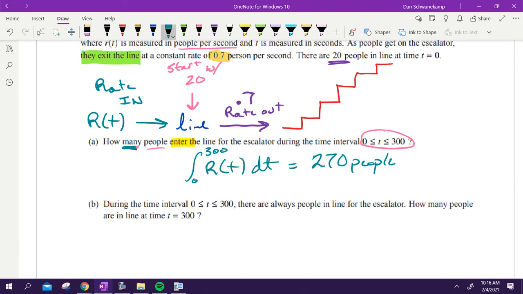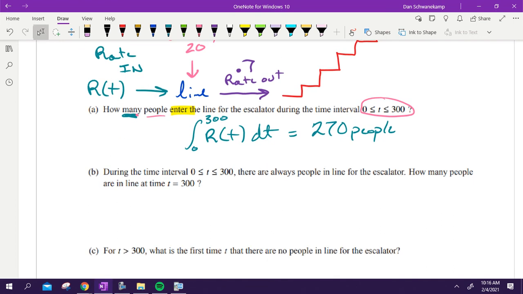Second one says, during the time interval from 0 to 300, there are always people in line. How many people are in line at t equals 300? I want to know how many people are still in line at t equals 300. Everybody got a thought on what we need to do here? Start plus change equals end. Our best friend. How much should I start with? 20, plus the change here.